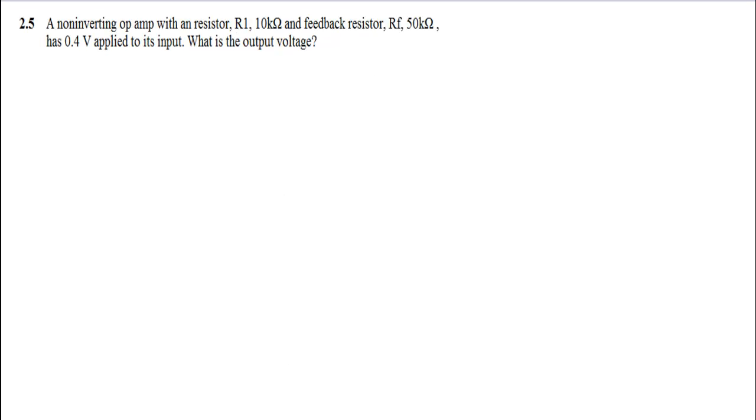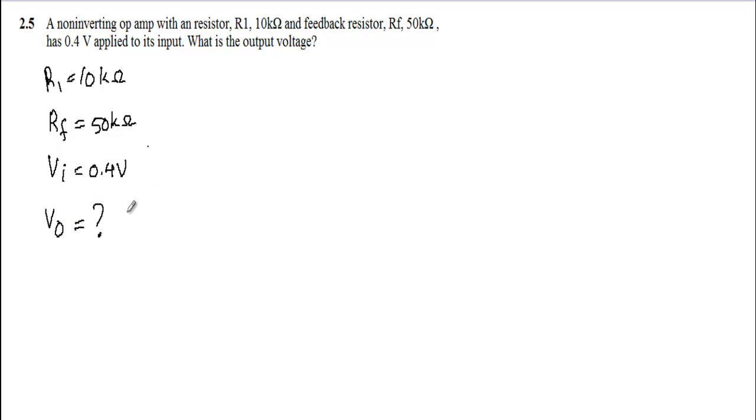Okay, let's see the next question. Question number 5. In question number 5, a non-inverting operational amplifier has a resistor R1 of 10 kilo ohm and feedback resistor RF of 50 kilo ohm, and has applied to its input Vi equal to 0.4 volt. What is the output voltage?